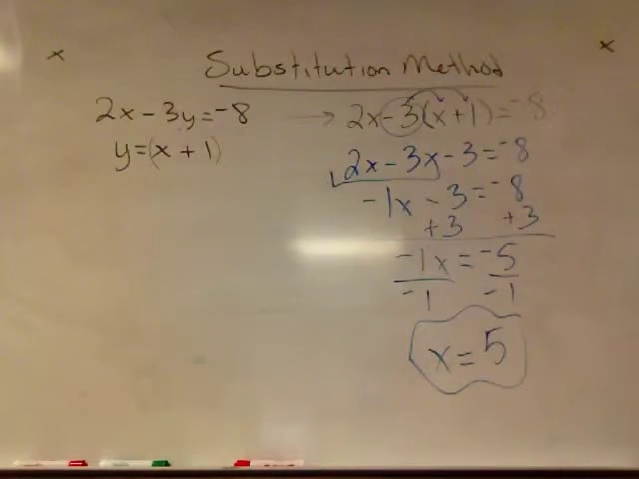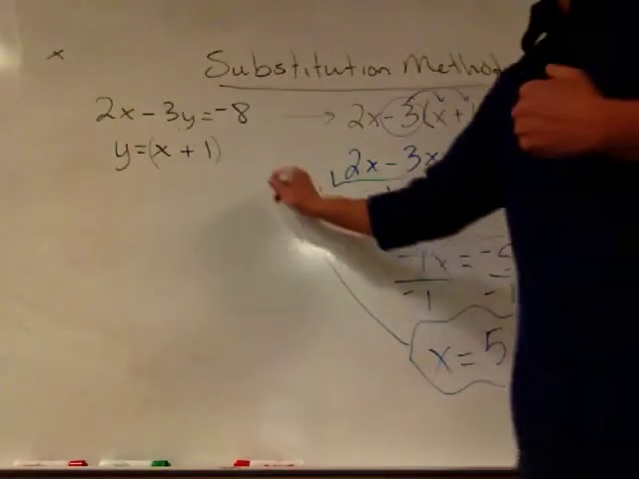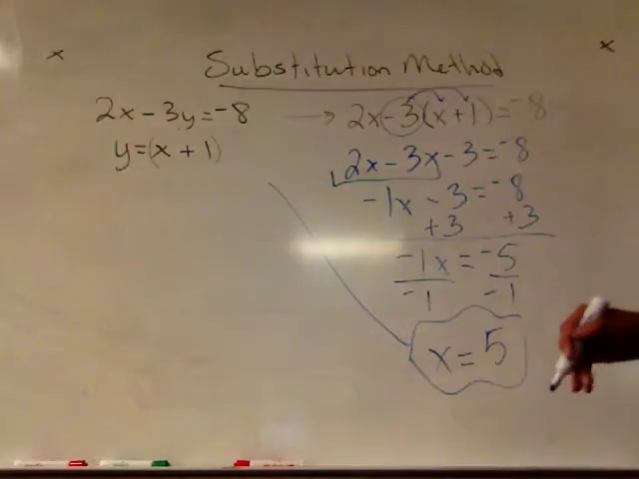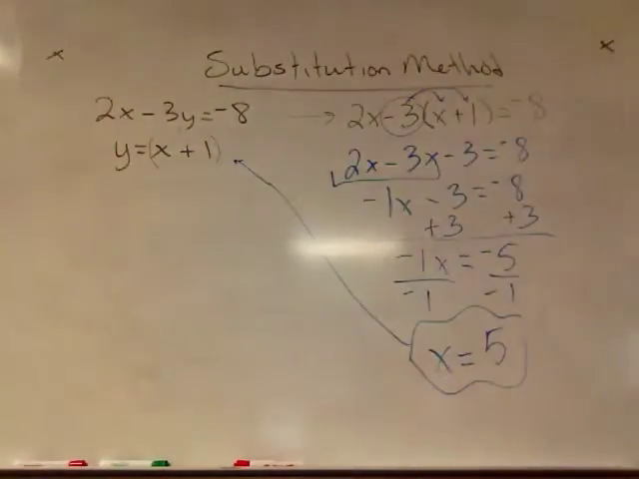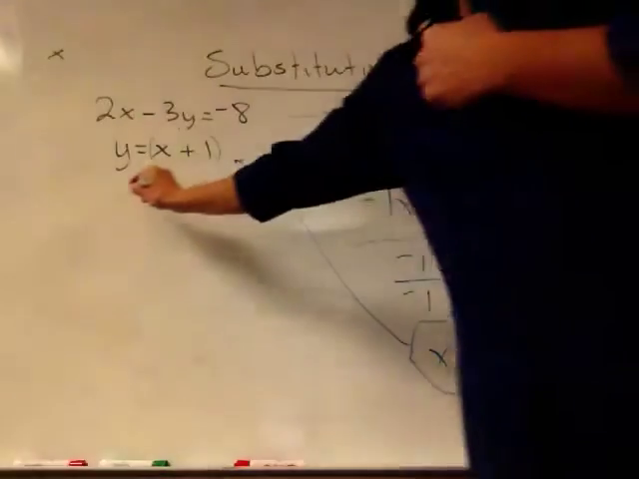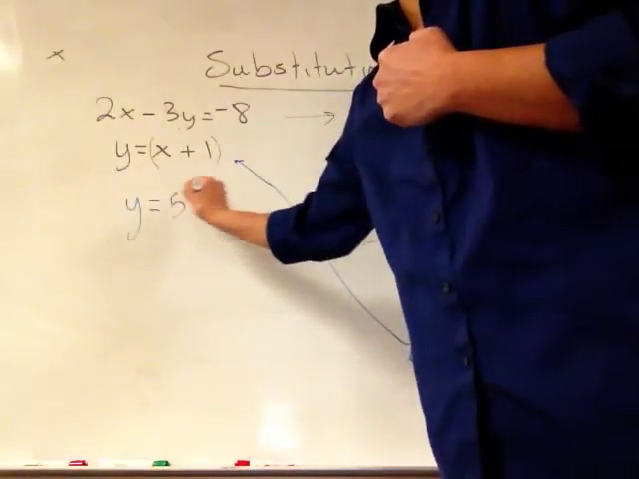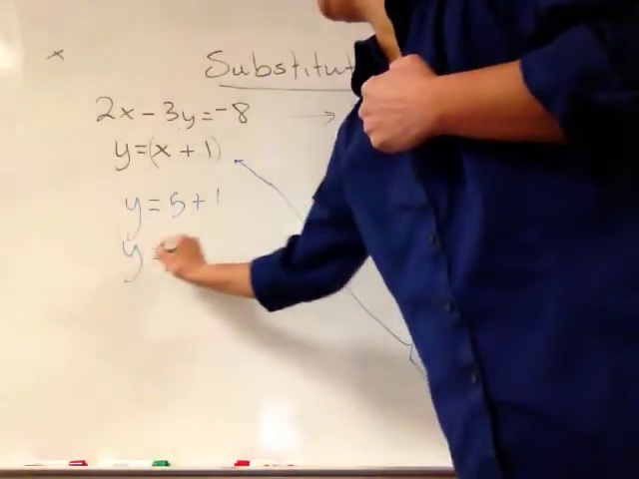Again, I'm not done, because when I solve a system of equations, I want to find out my value for x as well as y. But here's the beauty of it. This is just going to get substituted. I have a choice which one I want to substitute it in for. I'm going to substitute it in for the one that's already solved for y. So I've got y equals 5 plus 1, so y equals 6.